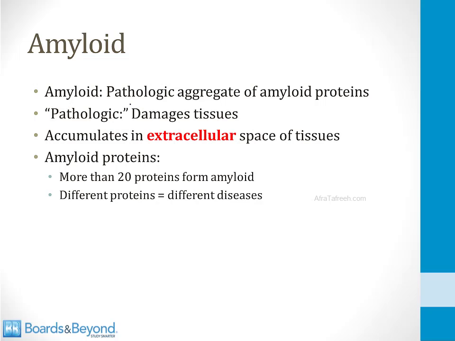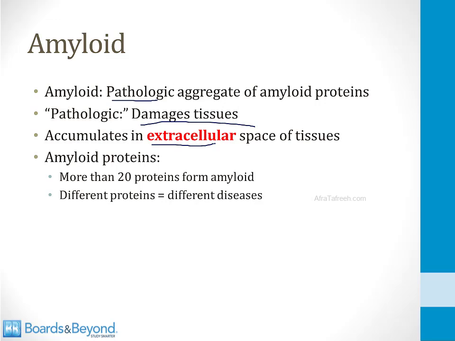The definition of amyloid is a pathologic aggregate of amyloid proteins, and we use the word pathologic because these aggregates of proteins are damaging to tissues. Basically, I think of amyloid as a clump of proteins that accumulates in the extracellular space of tissues like the brain or the kidneys or the heart and causes damage to those organs.